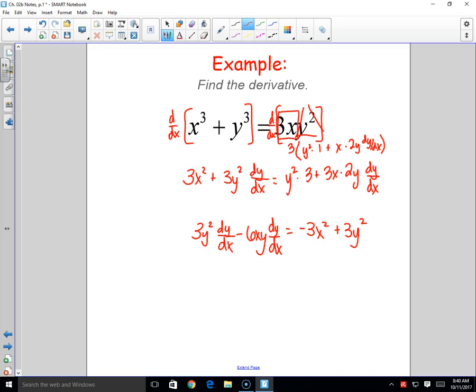So if there's multiplication, you can't just use the power rule. You have to use the product rule. Yeah, but only when it's multiplication of variable expressions. If it was like 3 times x, we could use the constant multiple. But since it's x times y squared, we have to use product. Does that make sense?